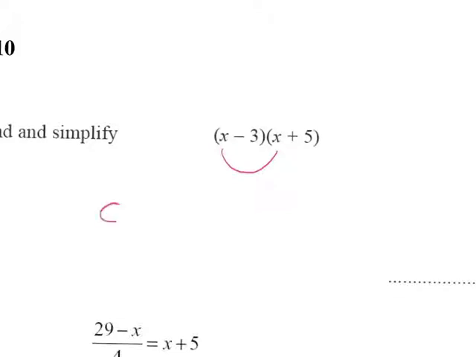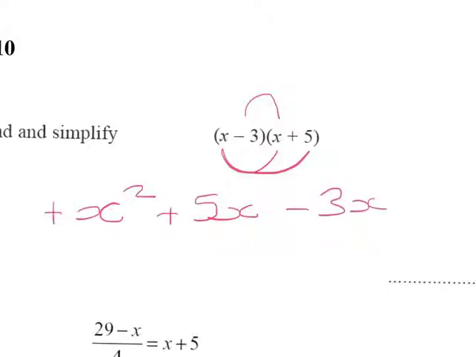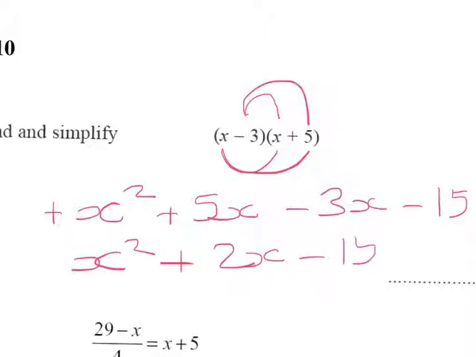X multiplied by x is x squared. X multiplied by 5 is 5x. Negative 3 times x is going to be negative 3x. Now I mentioned a negative, that's because the other two are positive, so I should probably write a positive sign in there. Negative 3 times 5 is negative 15. Okay, that's not finished, that's expanding, but it's not the simplifying. So if we simplify that, we get x squared, because there's no other x squared terms, then we get plus 2x, take away 15. That's going to be our answer. There we go, 15.